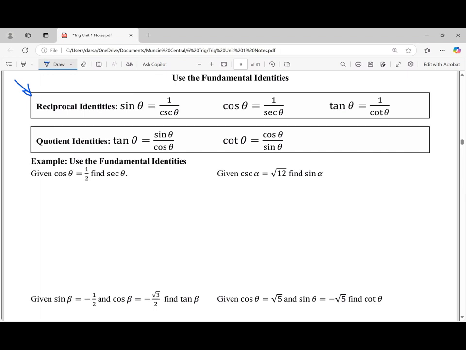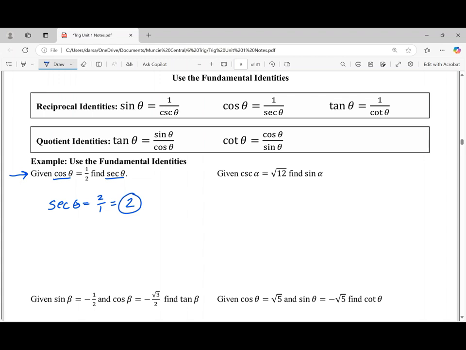You just need to know that cosine and secant are reciprocals of one another. You can flip them upside down and go back and forth between one and the other. Sine and cosecant, same thing. So if we look at this first problem, if you know cosine of theta is 1/2, what is secant? Since secant is the reciprocal of cosine, secant theta is just 1/2 flipped upside down, 2/1, or the secant of theta is 2.